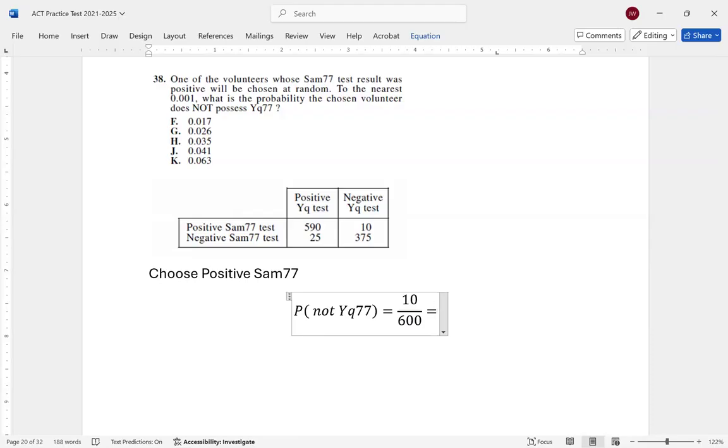And if you do that simplification and round to 3 decimal places, you get 0.017. It's 0.016 repeating, and that 6 repeating gives me a rounded version to 7. So the answer to question 38 is F, 0.017.